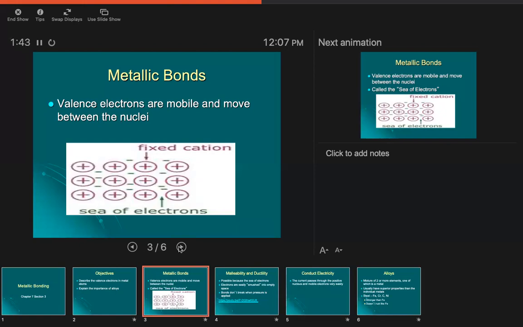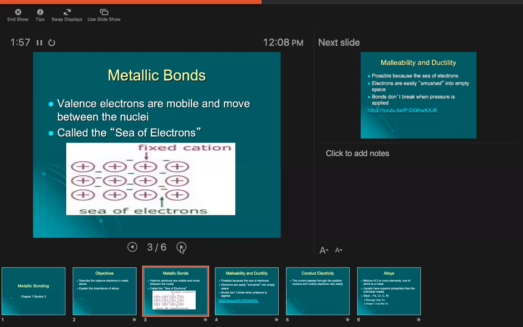It is very, very important that we recognize that our electrons have the ability to move. This is one of the things that makes metallic bonding unique, gives it its own category. These electrons are able to move so often and so well, we actually refer to this as the sea of electrons.